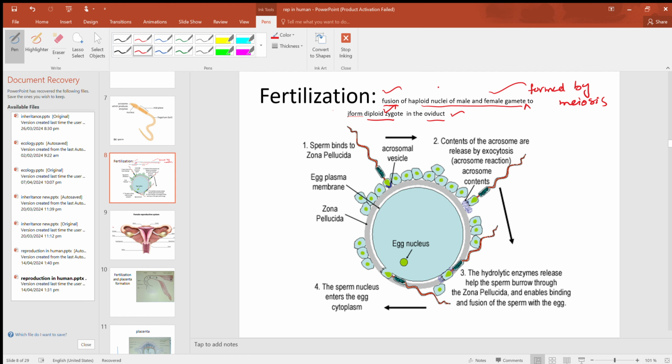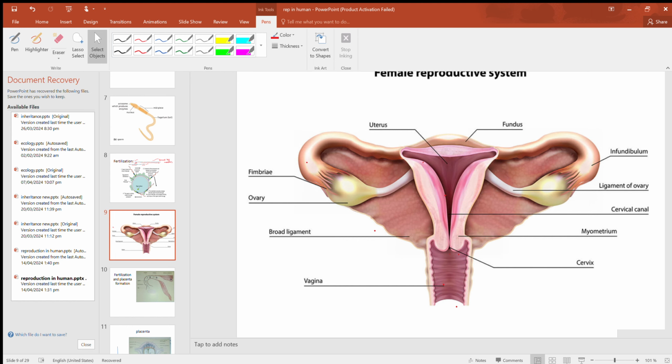Now how is the sperm able to reach the oviduct? Okay. At the time of copulation, millions of sperms get ejaculated and deposited in the vagina. Now these sperms swim towards the respective oviduct where the egg is present.